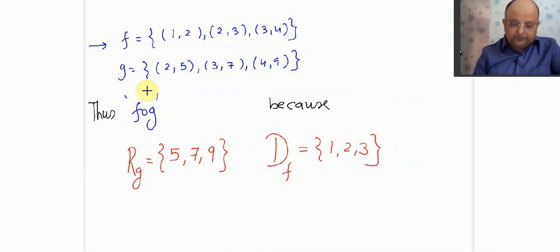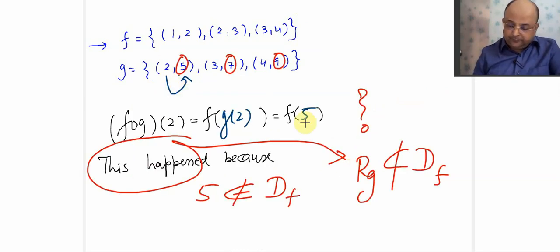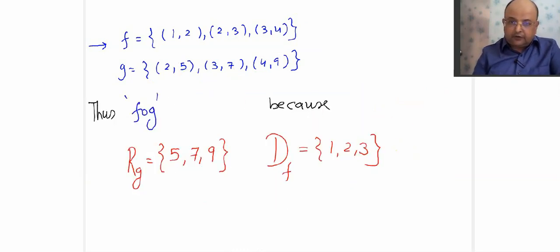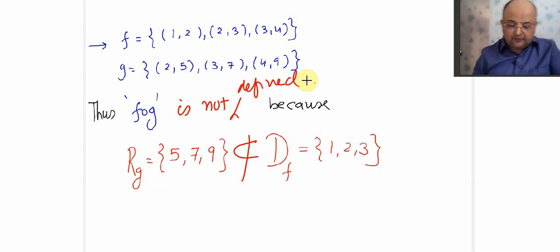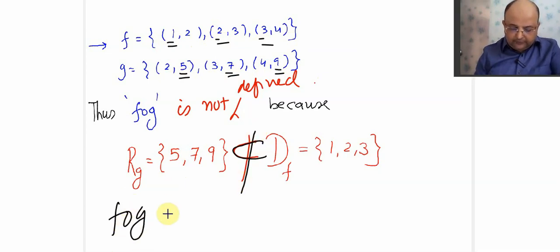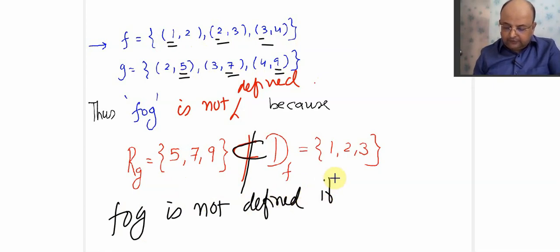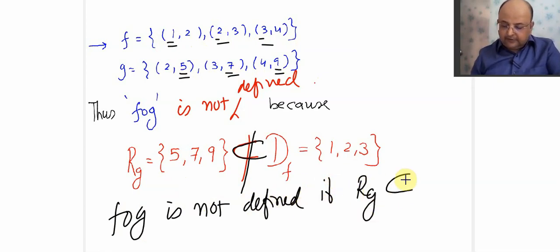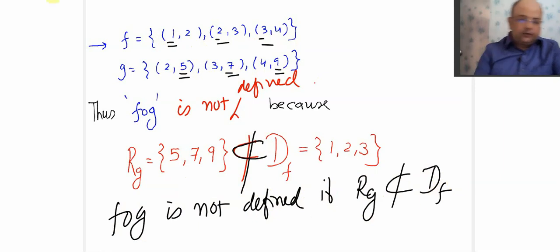So for the last time, why does this happen? Range of g is not a subset of domain of f. Fog is not defined. Yes dears, for the last time, range of g matlab 5, 7, 9 and domain of f matlab 1, 2, 3. This is not a subset of domain of f. So fog is not defined if range of g is not a subset of domain of f.